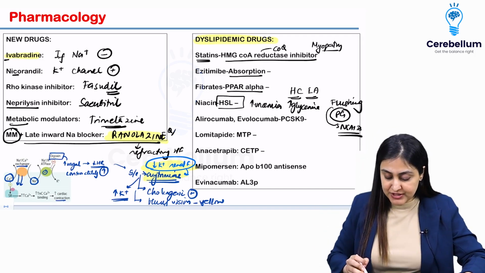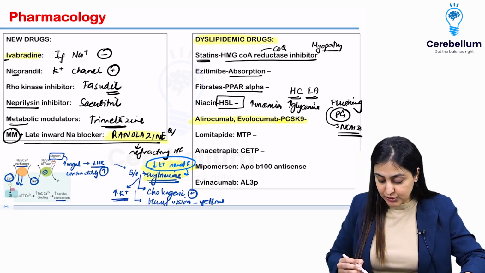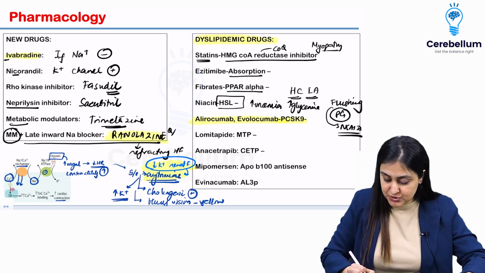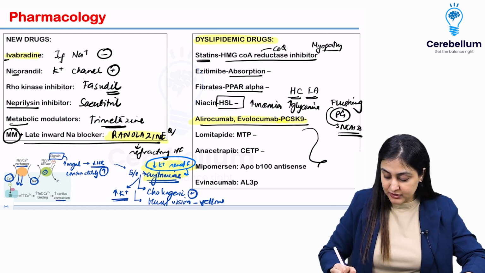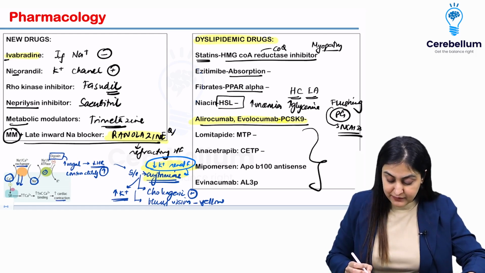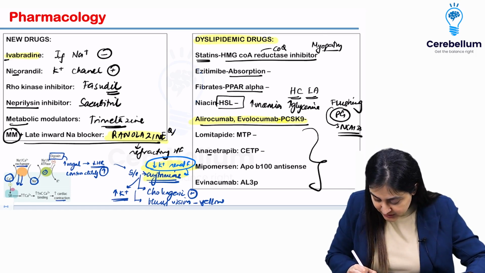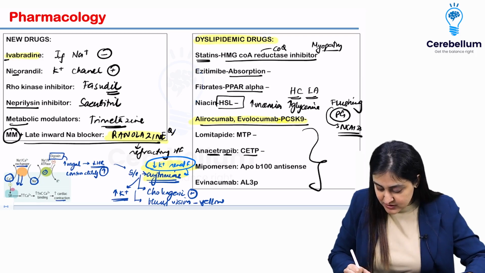Very, very important recent question, PCSK9 inhibitors. So we have alirocumab and evolocumab. Few more newer drugs from this also. If you thought this was new, these are further new drugs. So we have lomitapide, very difficult to pronounce these also. We have anacetrapib. You can just make out CETP, right? So this is what tells you.